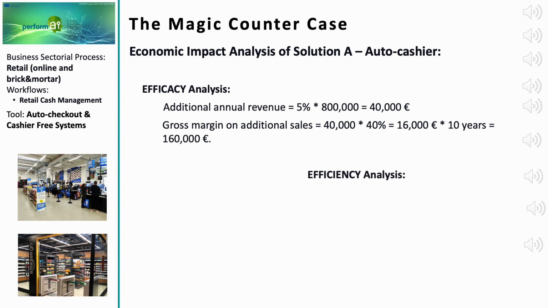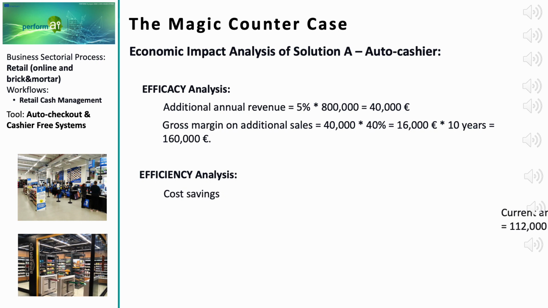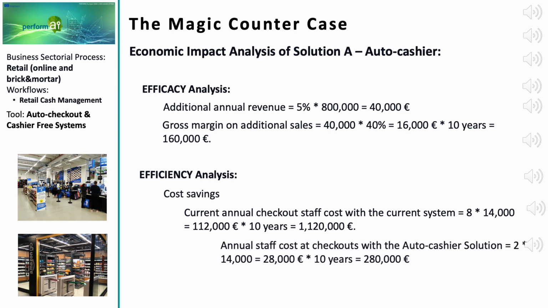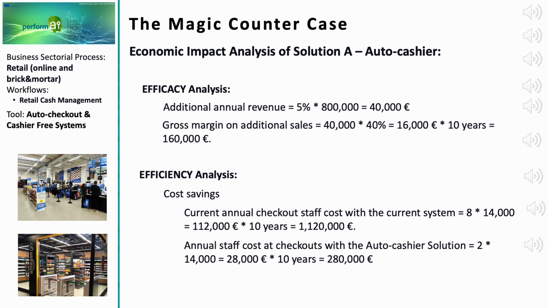Efficiency analysis. Cost savings. Current annual checkout staff cost with the current system equals 8 multiplied per 14,000 is equal to 112,000 euro multiplied per 10 years, equals 1,120,000 euros. Annual staff cost at checkouts with the auto cashier solution equals 2 multiplied per 14,000 is equal to 28,000 euro multiplied per 10 years, equals 280,000 euros. Personnel cost savings over 10 years equals €840,000.